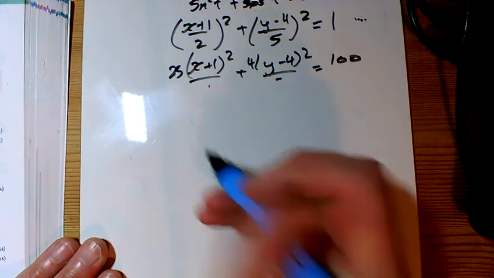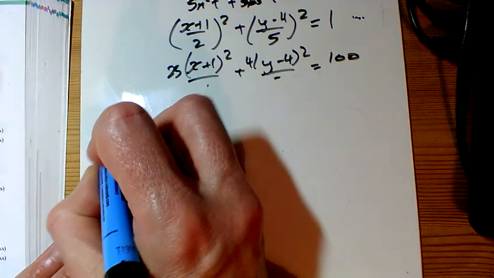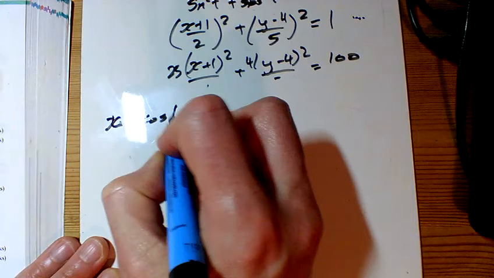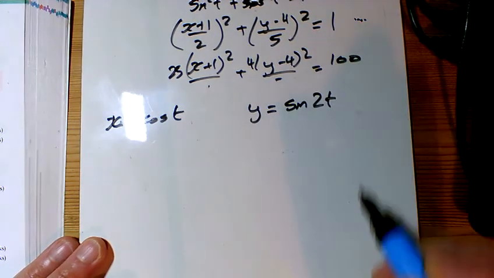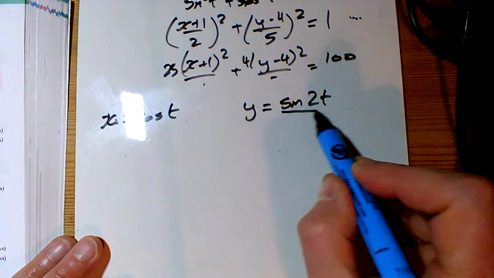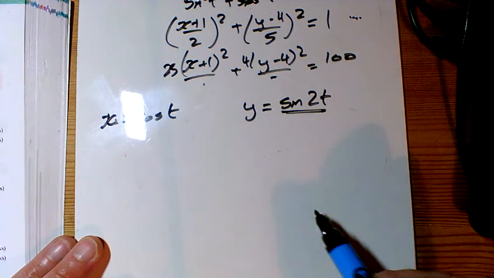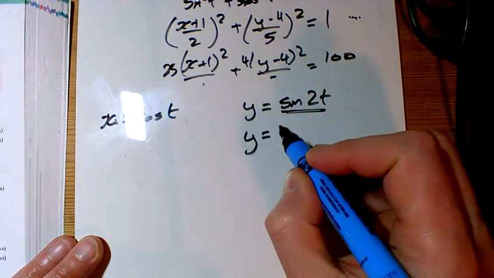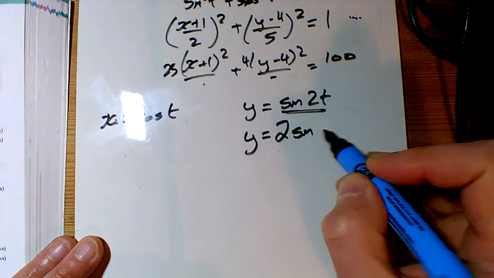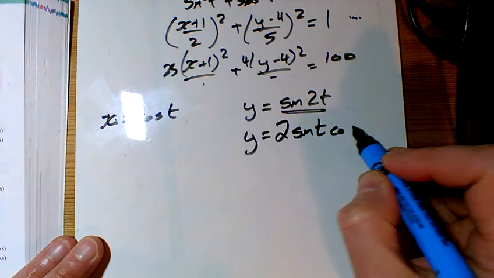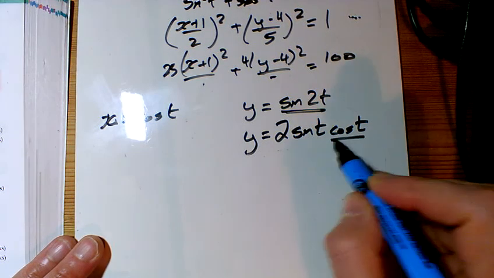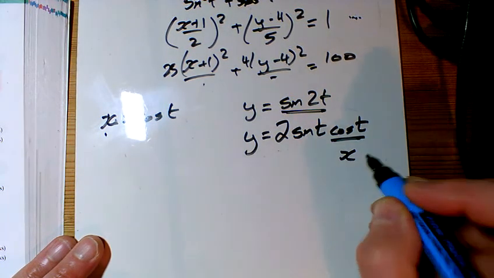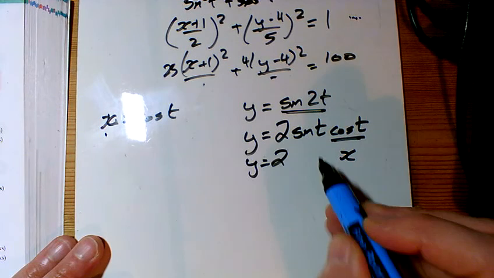Let's do B as well. So B has got x equals cos t and y equals sine 2t. And for this one, we're looking at the sine 2t formula. This is one of the ones you've got to know, it's not in the formula book. y equals 2 sine t cos t. And look, we've already got what cos t is. It's there, it's x. So we've got y equals 2.